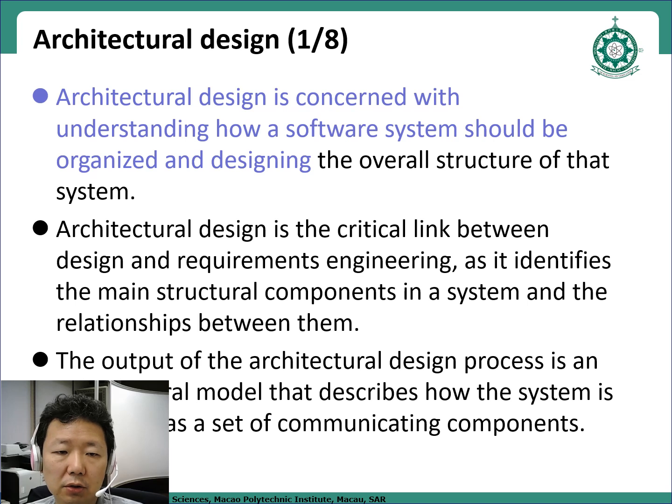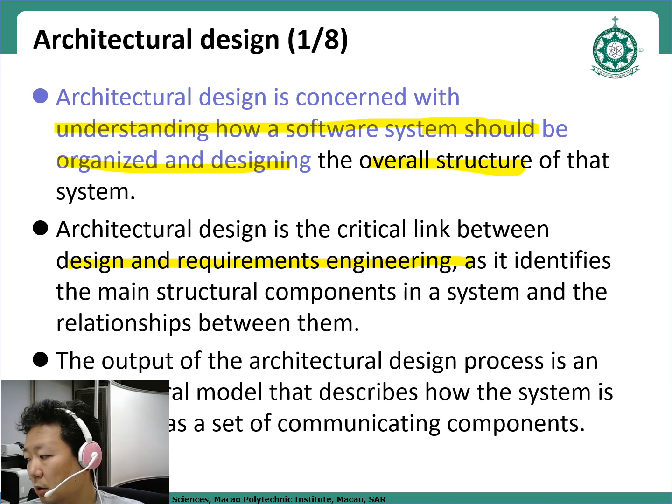So architectural design is basically concerned with understanding how the software should be organized and designed. It is basically the overall structure of the system, and it's a critical link between design and requirements engineering. The output of the architectural design process is architecture models, which show how the system is organized and how the components communicate.